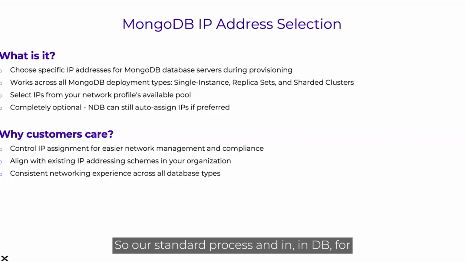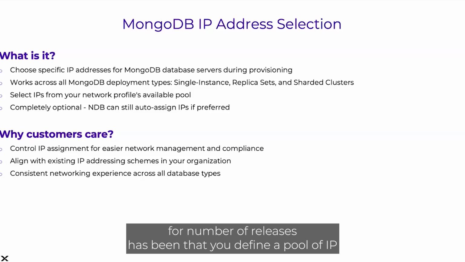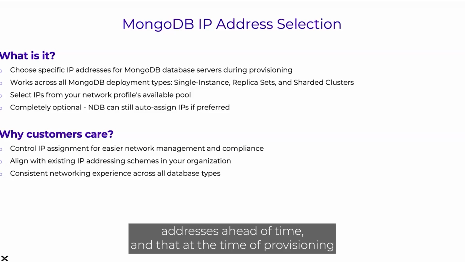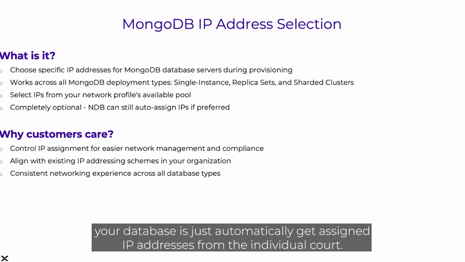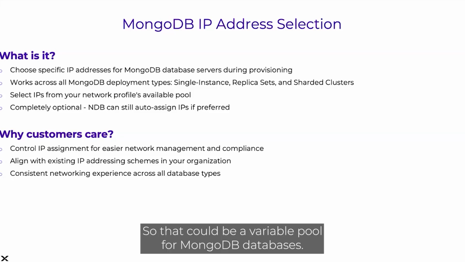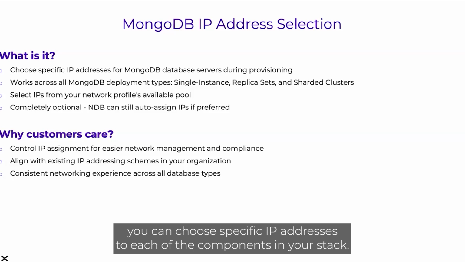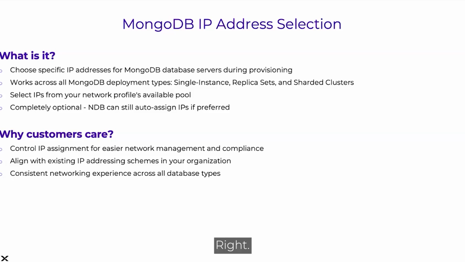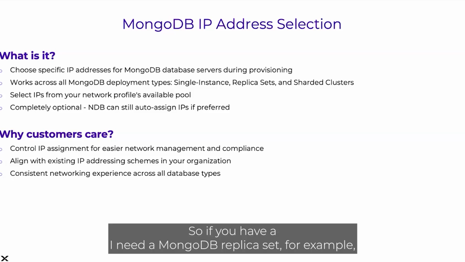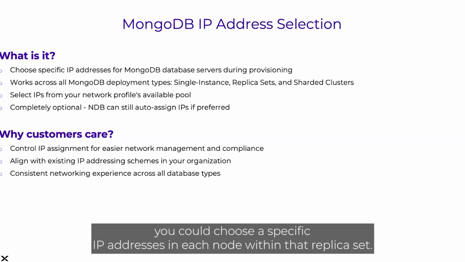So our standard process in NDB for a number of releases has been that you define a pool of IP addresses ahead of time, and that at the time of provisioning, your databases just automatically get assigned IP addresses from that available pool. So there could be an available pool for MongoDB databases, and then IPs get assigned. Now, with this enhancement, at the time of provisioning, if you want to, you can choose specific IP addresses for each of the components in your stack. So if you have a highly available MongoDB replica set, for example, you could choose specific IP addresses on each node in that replica set.